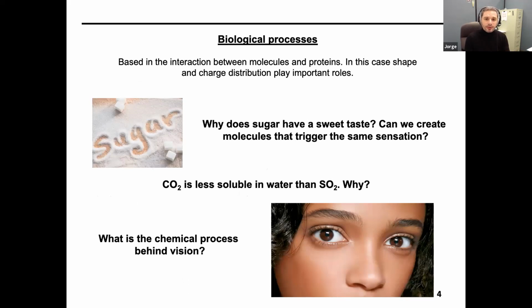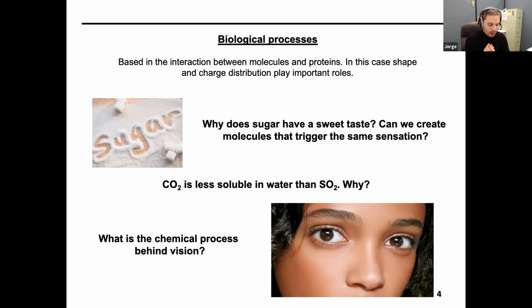Okay, biological processes are based on the interaction between molecules and proteins. In this case, shape and charge distribution play important roles. Okay, and that's one of the reasons why sugar has a sweet taste, and how can we create compounds that taste similar to sugar. Another observation is that CO2 is less soluble in water than SO2. Okay? Both compounds have one central atom bonded to two oxygens. However, one of them is not so soluble in water, while the other one is freely soluble in water. What's the reason for that?